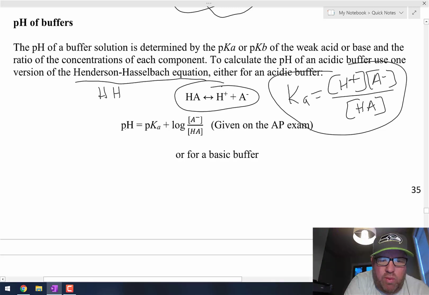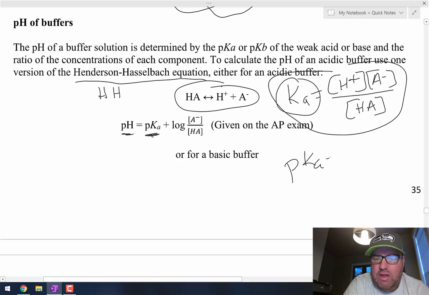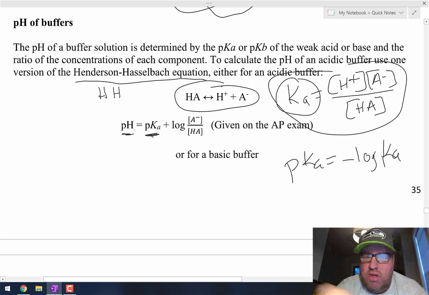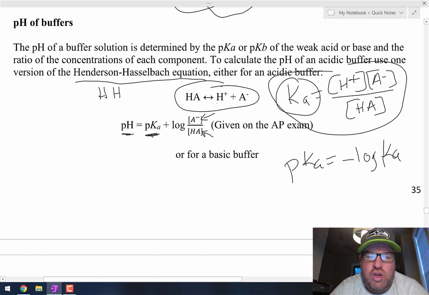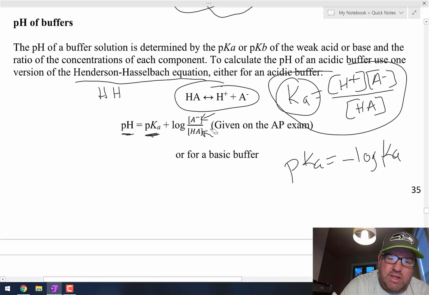So first of all, we can see that the pH of the solution is equal to the pKa. Remember, the pKa, just like the pH, is equal to the negative log of the Ka, which is how the Ka became the pKa. We took the negative log of this whole thing. And that, plus the log of the concentration of the conjugate base over the concentration of the original acid.